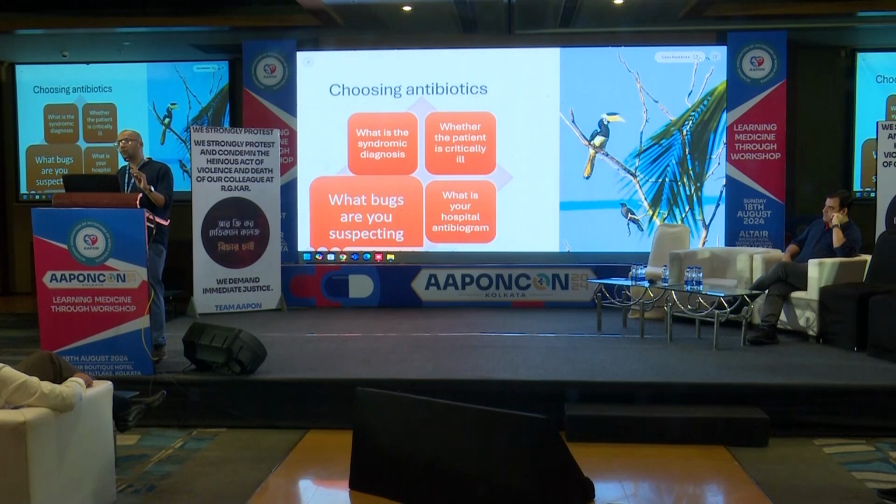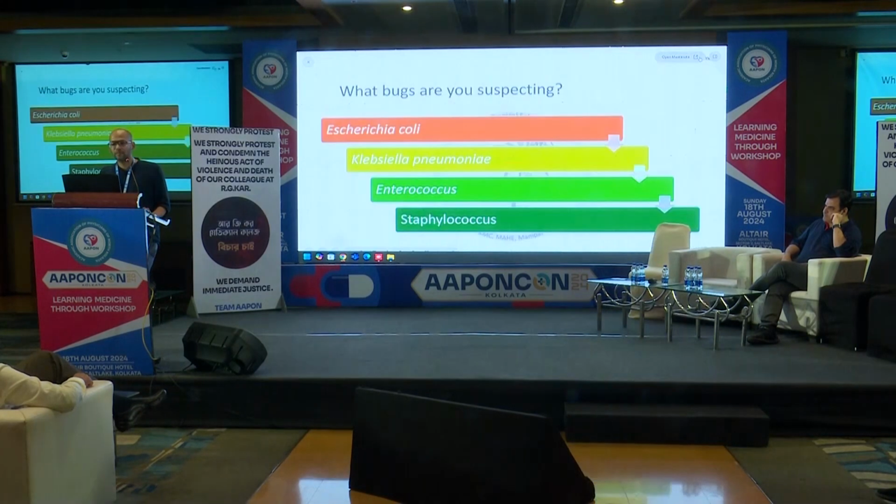The third thing is, what bugs are you suspecting? This is very, very important. Your choice of antibiotic is going to be dependent upon what bugs you are suspecting. Here you are suspecting an upper UTI. For upper UTI, the most common organisms are these: organisms from Enterobacterales, Escherichia coli, Klebsiella pneumoniae. The second probably would be Enterococcus.